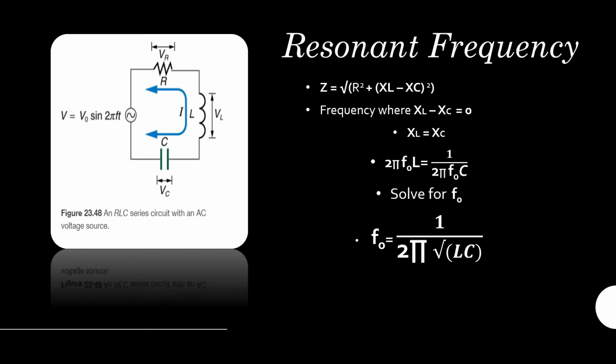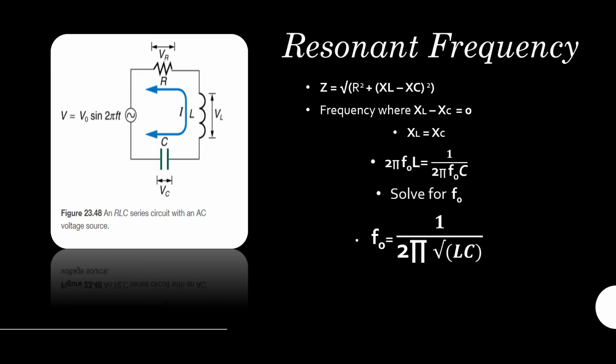All right, so based on what we know about the impedance of the circuit, we can use that to calculate the resonant frequency. And the resonant frequency is the frequency at which the inductive reactance and the capacitive reactance are equal and opposite to each other, or in other words, the difference between them is 0.